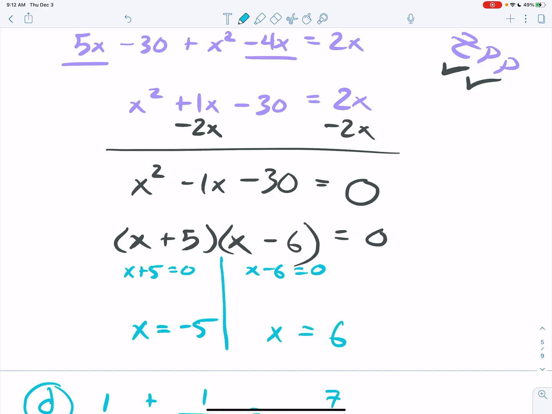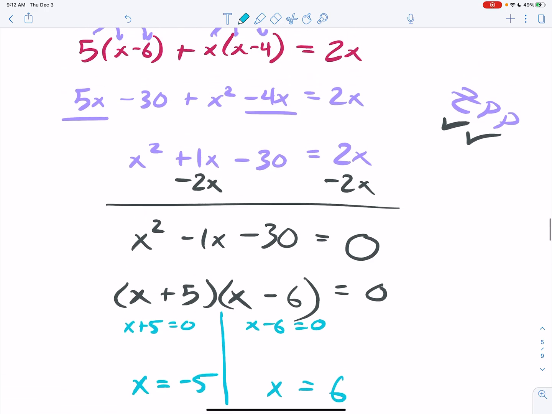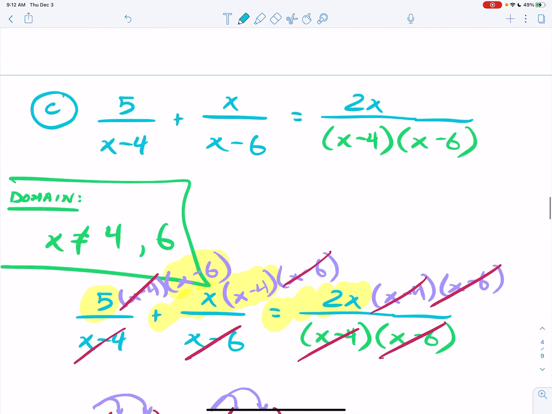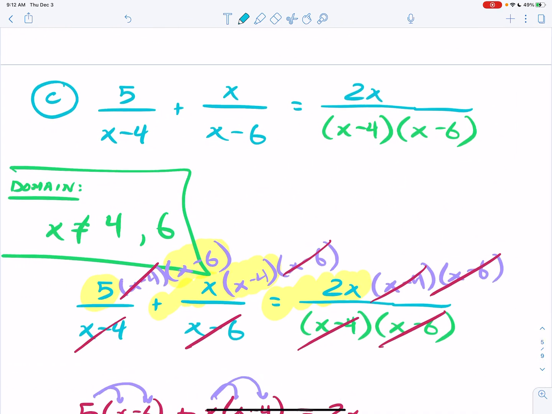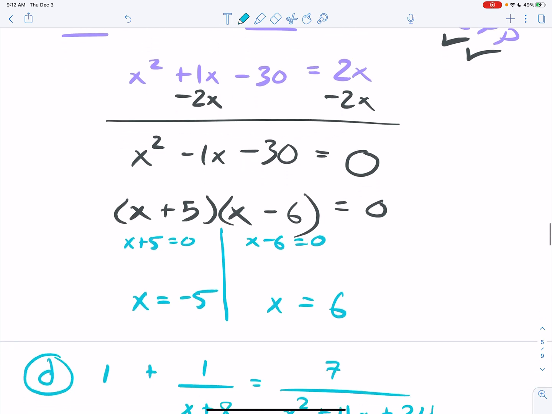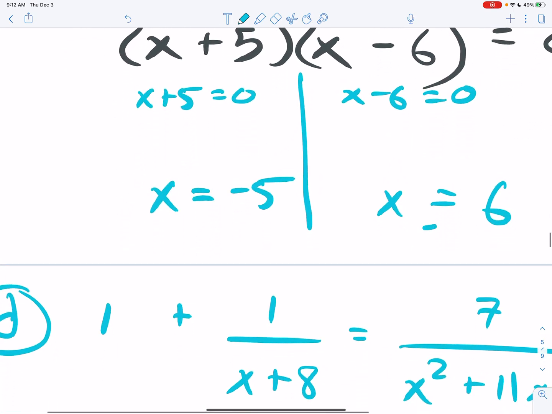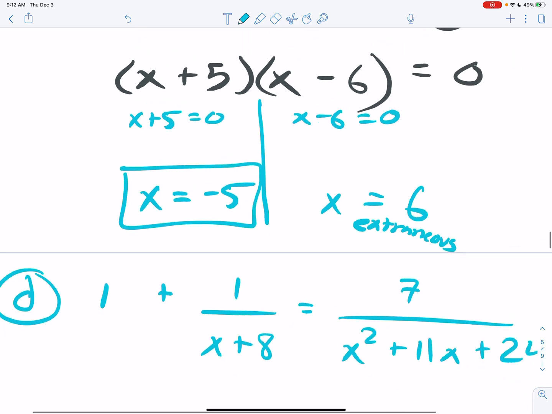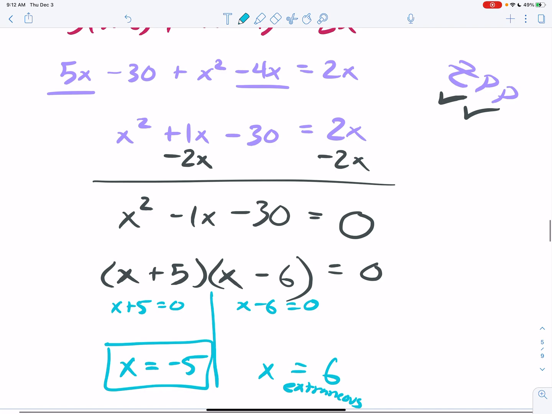But before I box it, let's go back to our domain. x can't be 4 or 6. Do we have that down here? Ah, we have it right here, so that is extraneous. It's an extra answer that doesn't work, so we only have one good solution there. All right.